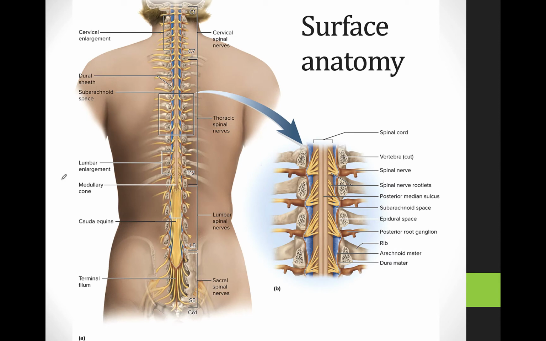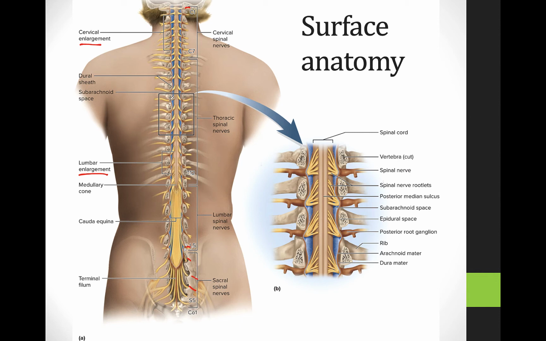So here we can kind of see the posterior or dorsal view of the spinal cord. They've removed all of the vertebral arches, and you can see that there are two enlargements. There's a cervical enlargement and there is a lumbar enlargement, regions where the spinal cord is actually thicker. There are 31 pairs of spinal nerves starting from the top, coming all the way down to the lumbar and sacral region.